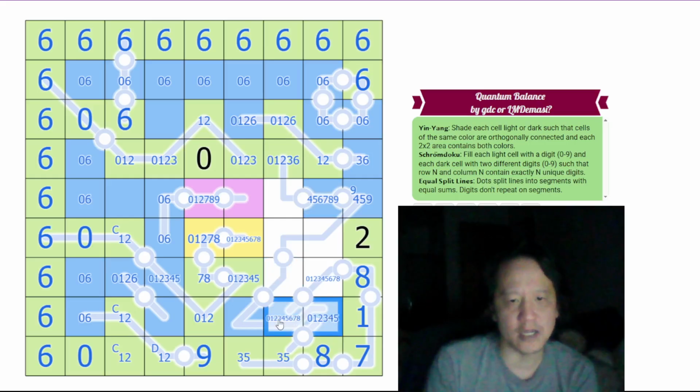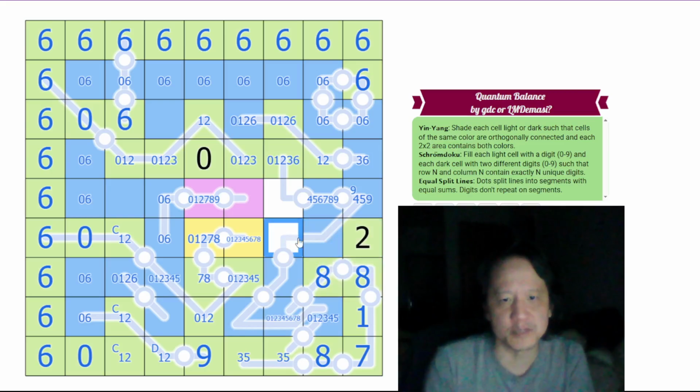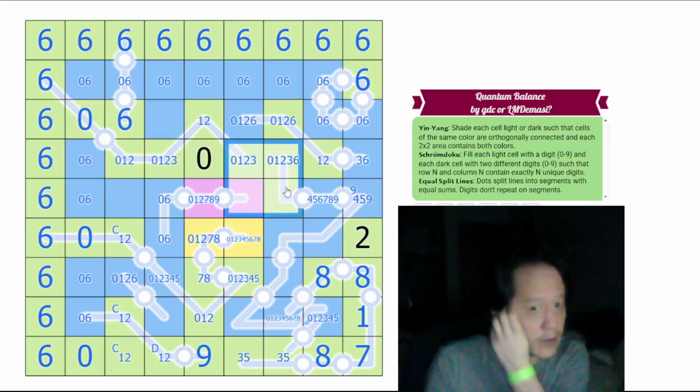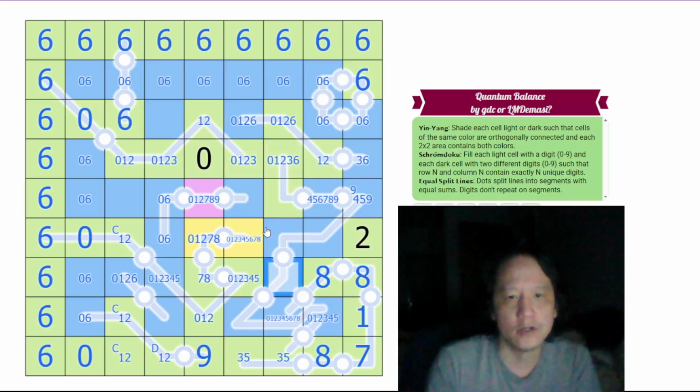This, though, does have to add up to 3 plus 8 at least. So therefore, this is at least 2 unique digits. So we know that's blue, which means this has to be green, which means this is an 8. Because this is an 8, this has to be blue here. This must connect out this way. This is blue. These 3 digits in this 2x2 area are blue, so this must be green. These 3 cells in this 2x2 area are green, so that must be blue here.